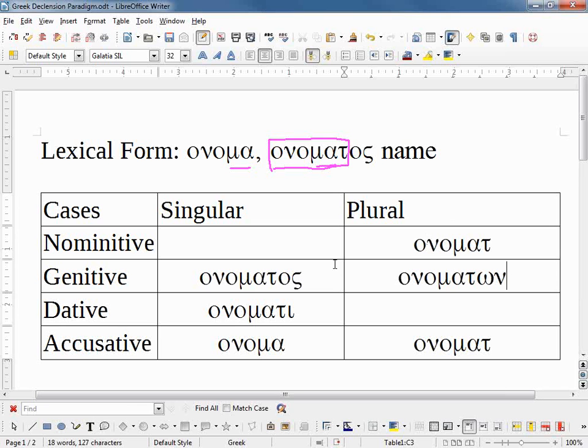Okay, now for the nominative and accusative plural, what happens is the epsilon sigma for the nominative plural that we've seen so far, with these mu alpha words, it changes, okay? And so instead of an epsilon sigma, this epsilon sigma becomes an alpha, okay? So all we need to do is just add an alpha. So whenever you see these mu alpha words, the nominative accusative plural is just an alpha. So we have onomata.